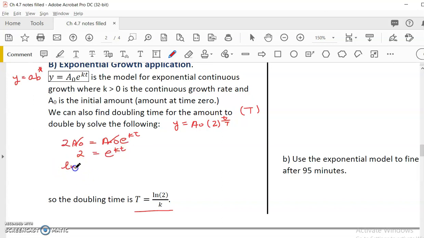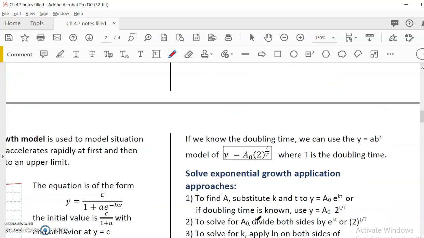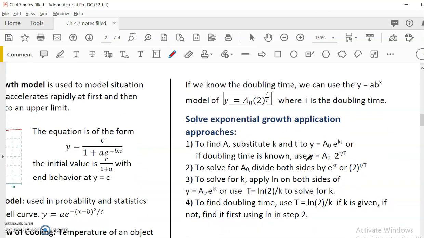So then I take ln because the unknown is t. ln 2 equals ln e to the kt. By log properties, the exponent can move to the front, and ln e is 1. So that means kt, where t is the doubling time, is equal to ln 2. So that's why t is equal to ln 2 over k. So if you want to know how long it takes for something that grows continuously at a rate of k to double, you can use ln 2 over k. Or if we know the doubling time, we can use A0 times 2 to the t over T to model it, where T is the doubling time.